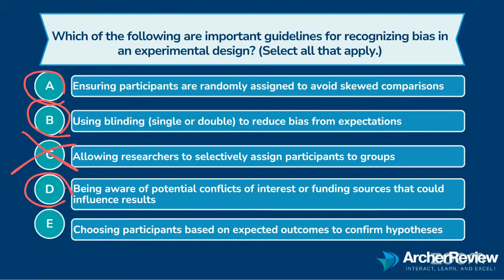Now E, choosing participants based on expected outcomes to confirm hypotheses. No, that would be like the master of bias, right? So now we're trying to pick the perfect participants to make sure that they support our hypothesis that our medication works. We certainly do not want that either.